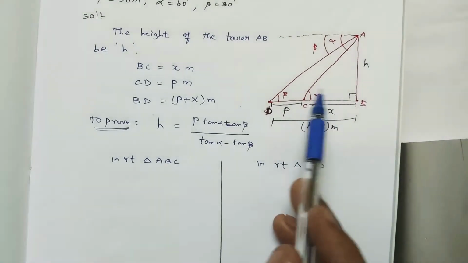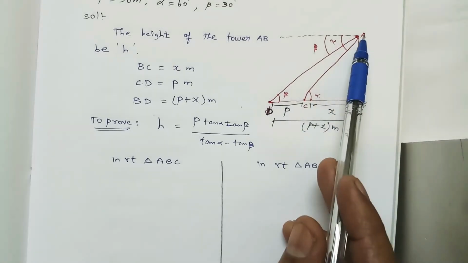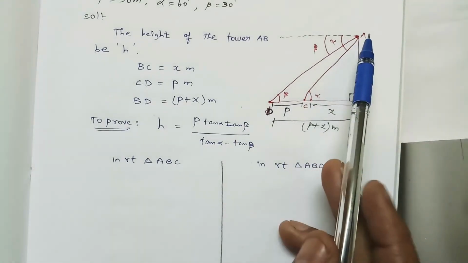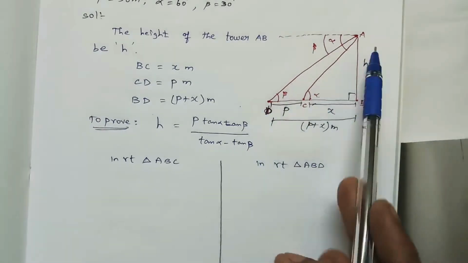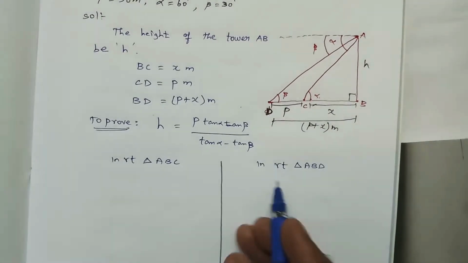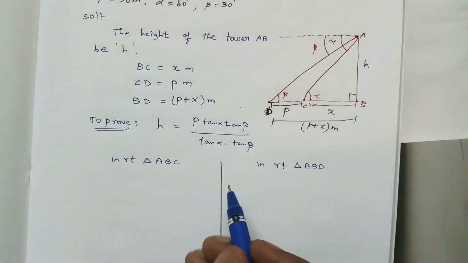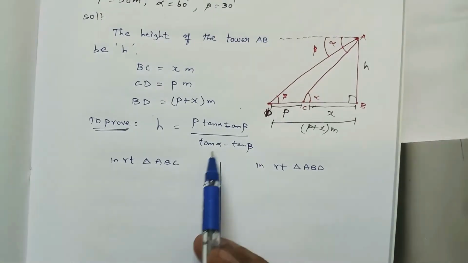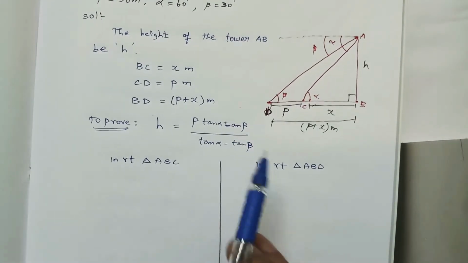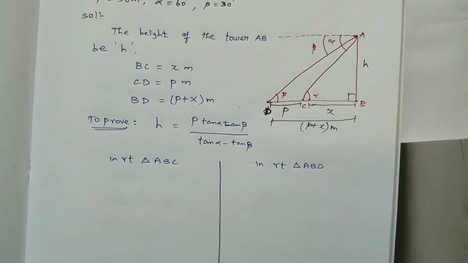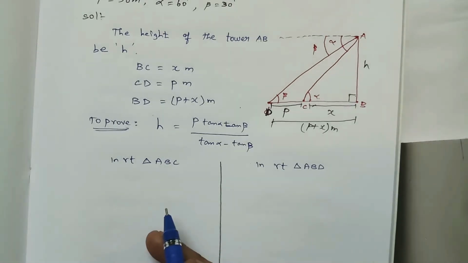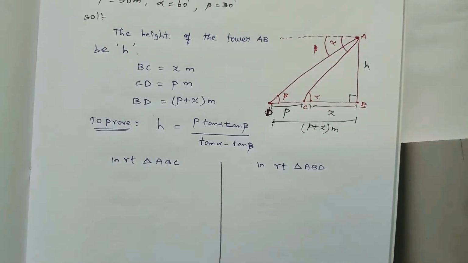So same thing, we are having two right angle triangles. What are the right angle triangles? In right triangle ABC, and the second right angle triangle ABD. I have two right angle triangles. So with the help of the trigonometric ratios, I'm going to prove that. So we are going to find the value of the trigonometric ratio, that is tan alpha and tan beta.